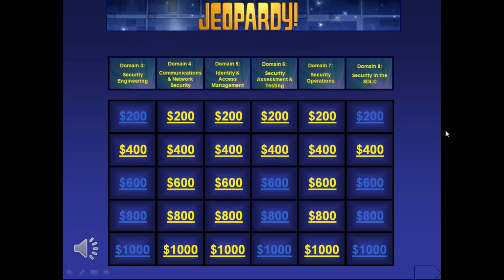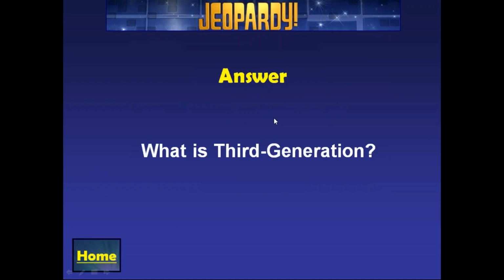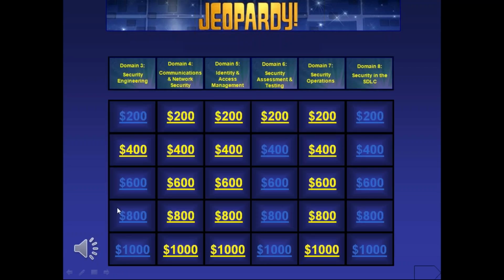Okay, let's go with domain 8, close it out, 400. The first high-level language, close, Roger. Ron just pipped you. What is third generation? These third generation languages were considered the first high-level languages. COBOL, Fortran, and BASIC are examples. All right, Ron.